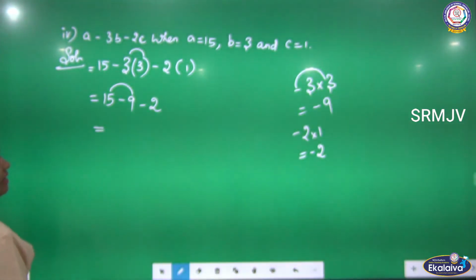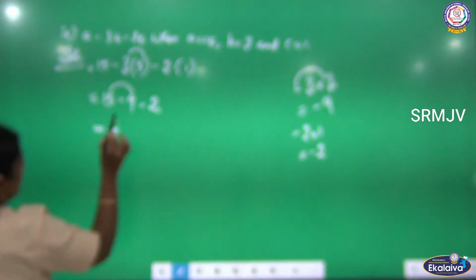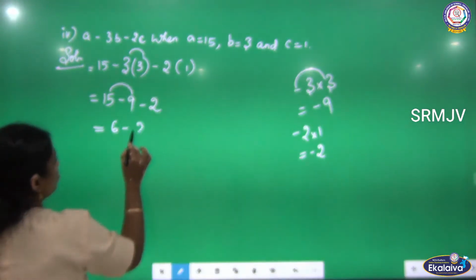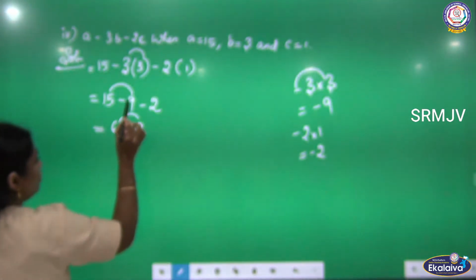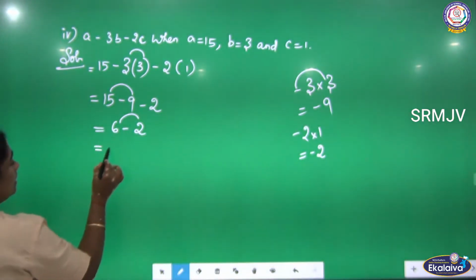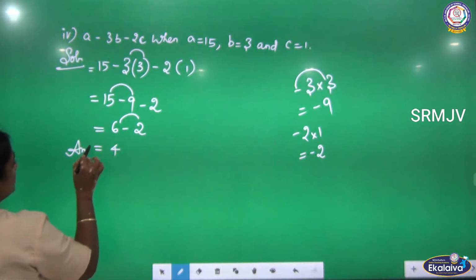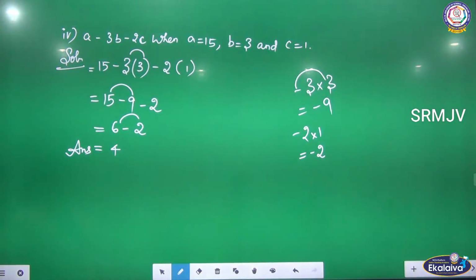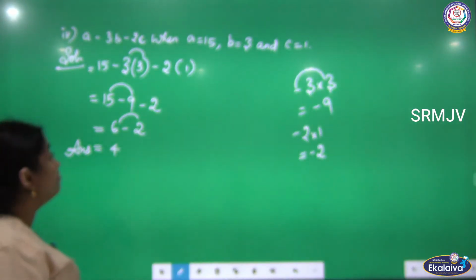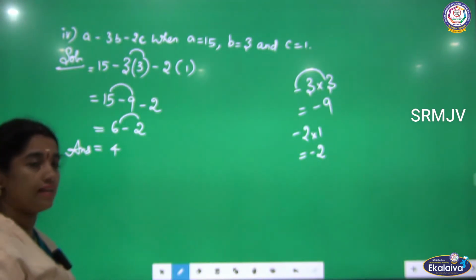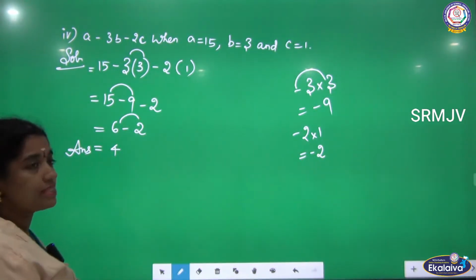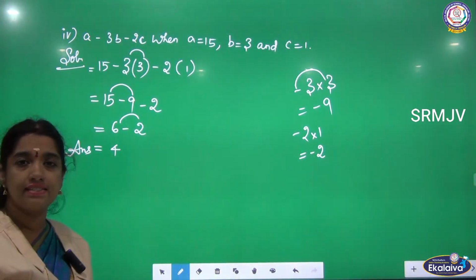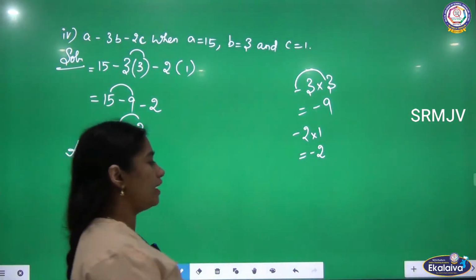Now listen, see this, 15 minus 9 minus 2. First step, 15 minus 9, what is the answer? 15 minus 9 is 6, minus 2. Okay, now what do I have to do? 6 minus 2 is 4. So this is the answer for this. Is it clear? First I am subtracting 15 minus 9, which is 6. Again I am subtracting 2, so 6 minus 2, what is the answer? 4 is the answer. Can you clear this, children?